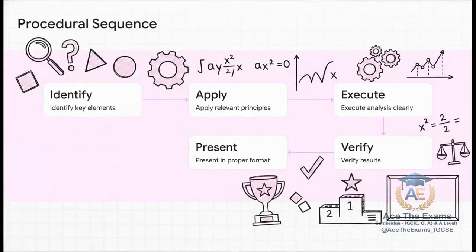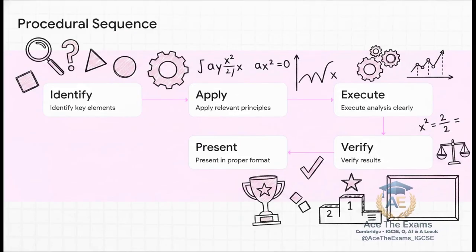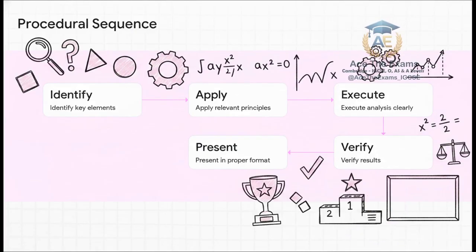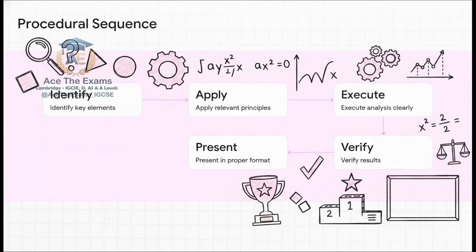To make sure no method marks are left bleeding out at the crime scene, I want you to memorize this standardized 5-step procedural sequence. Step 1. Identify key elements. Highlight your variables, your constants, and critically, the command words. Step 2. Apply relevant principles. Explicitly write down the formula or the derivative rule you're about to use. Don't keep it in your head.